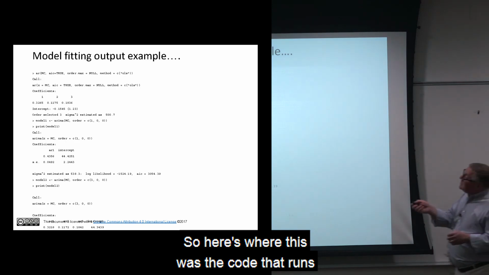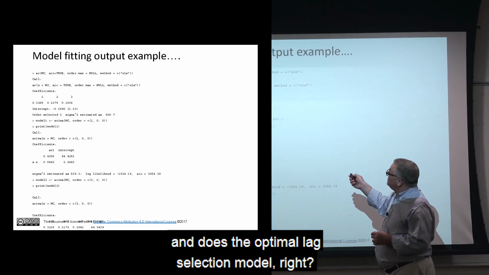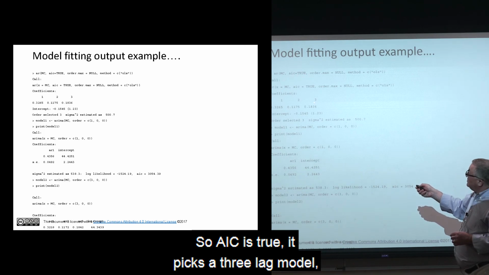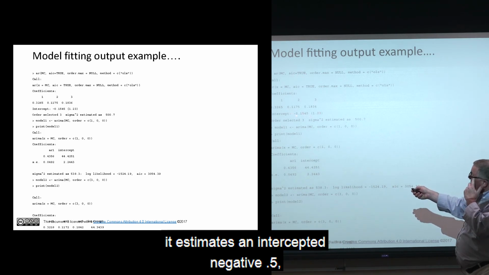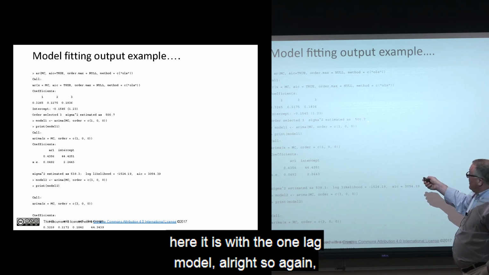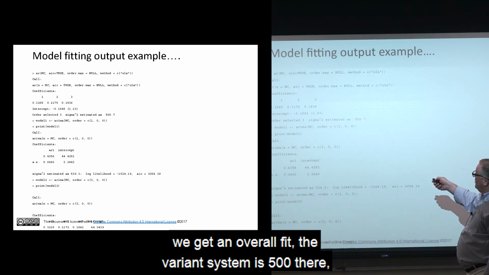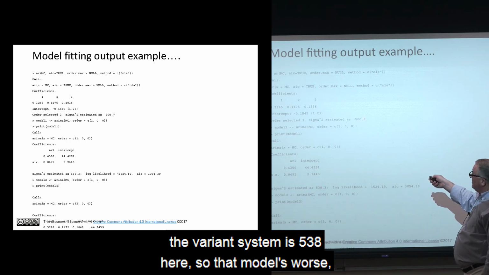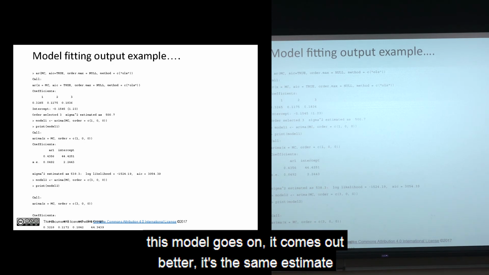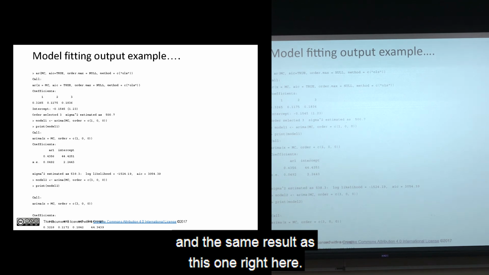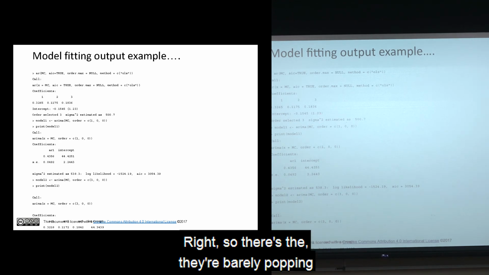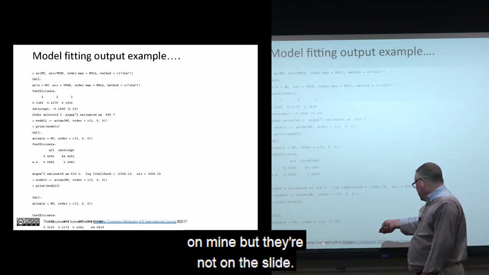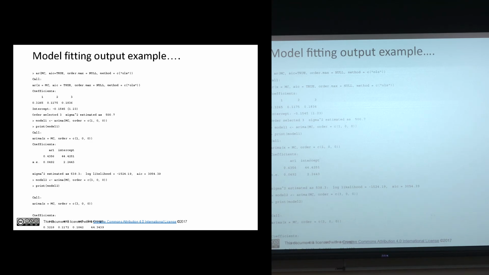So here's the code that runs the optimal lag selection model. AIC is true. It picks a 3-lag model. It estimates an intercept of negative 0.5, variance estimate of 500. Here it is with the 1-lag model. Again, we get an overall fit. The variance estimate is 500 there. The variance estimate is 538 here, so that model is worse. This model goes on and comes out better. It's the same estimate and the same result as this one right here. They're barely popping through at the bottom. I can see them here and on mine, but they're not on the slide.